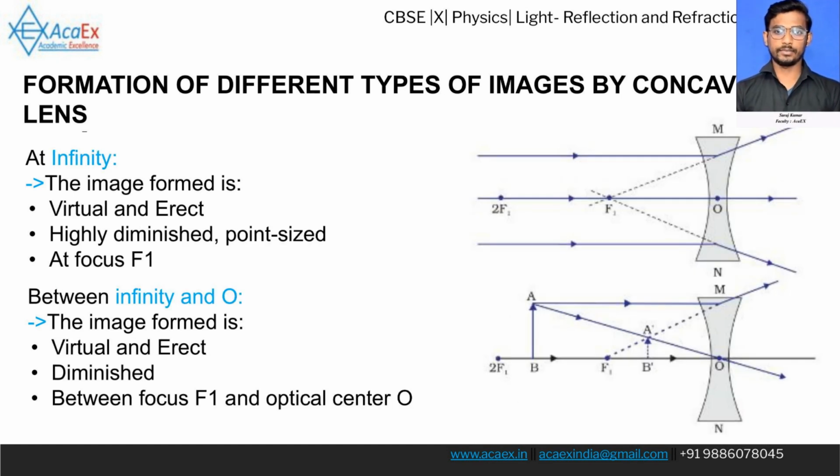Image formation by concave lens. Object at infinity. The image is formed at the focus F1, is highly diminished, and is virtual and erect. Object between infinity and O. The image is formed between the focus F1 and the optical center O, is diminished, and is virtual and erect.